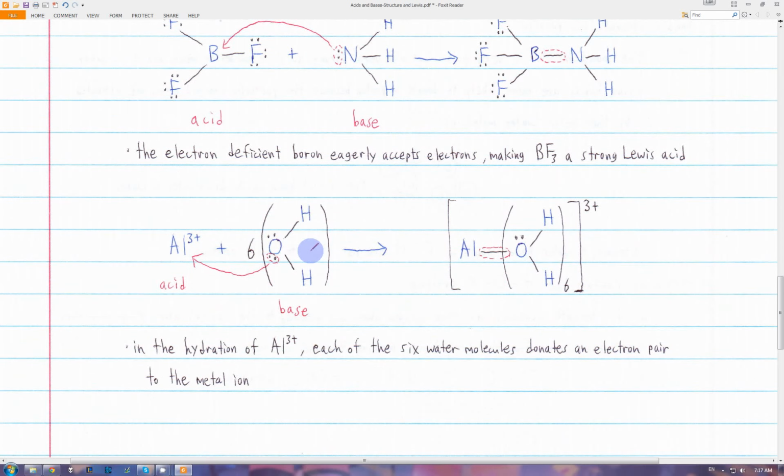Another example of a Lewis acid-base reaction is the hydration of a metal ion. So here we have the acid is Al3+. It has a lot of empty orbitals since it has no valence electrons. And then the base is water. So we have 6 water molecules in this reaction, and each of those 6 water molecules will donate one of their lone pairs to the aluminum ion. So the aluminum ion will accept 6 electron pairs from all of the waters.